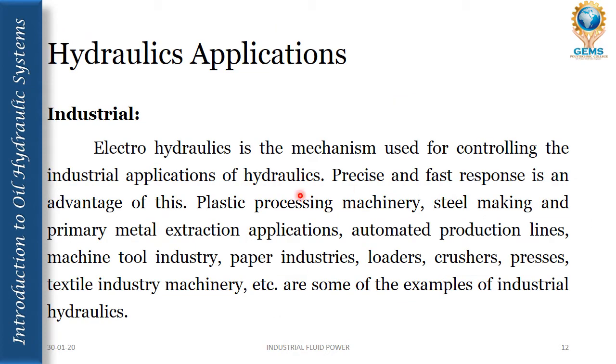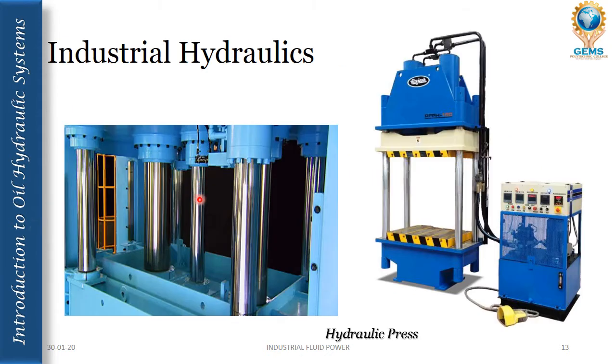Hydraulic applications in industry. Electrohydraulics is the mechanism used for controlling the industrial applications of hydraulics. Precise and fast response is an advantage of this. Plastic processing machinery, steel making and primary metal extraction applications, automated production lines, machine tool industry, paper industries, loaders, crushers, presses, textile industry machinery, etc. are some of the examples of industrial hydraulics. This is how industrial presses, hydraulic presses, look like.